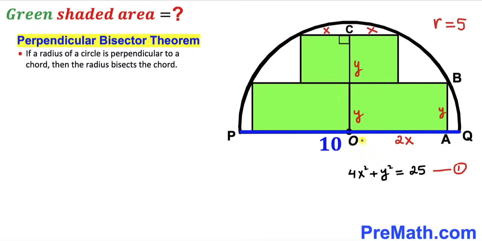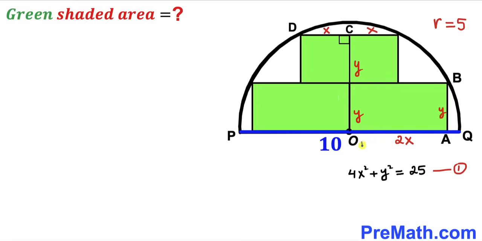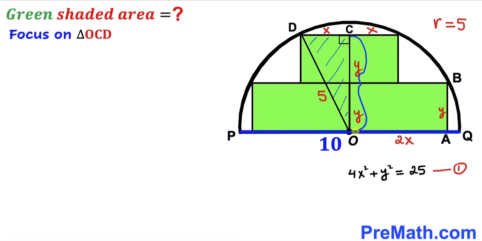Now I am going to connect the center O with the point of tangency D. We can see that OD is the radius of this semicircle, and we know the radius is 5, so OD has length 5. Now we focus on this other right triangle OCD. We can see the whole side OC has length y plus y, which gives us 2y.